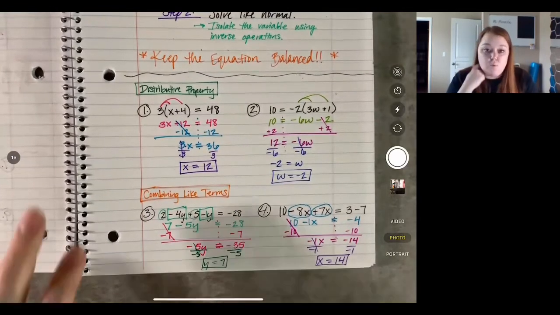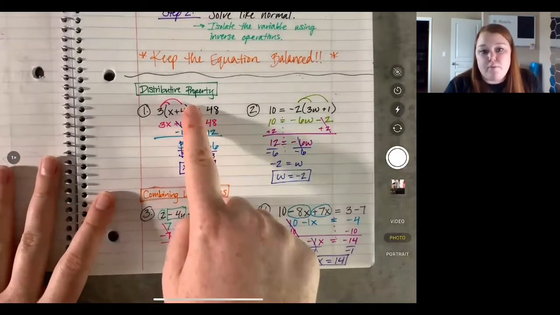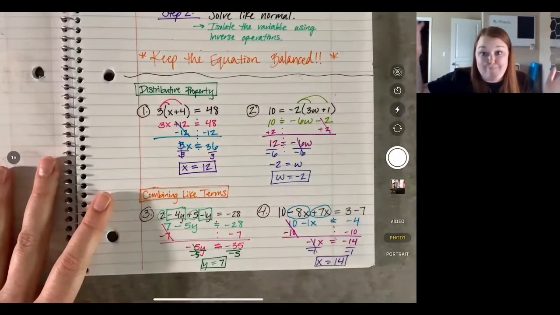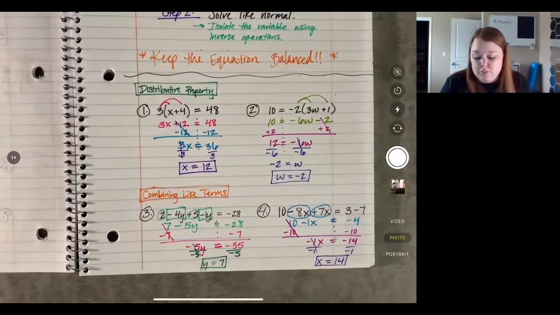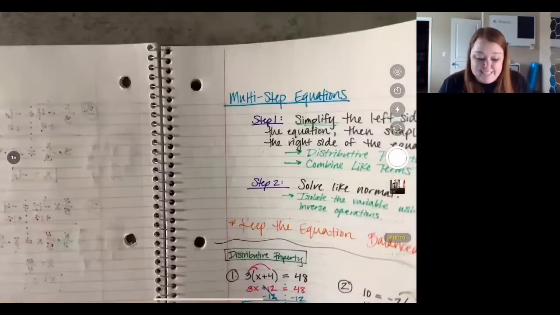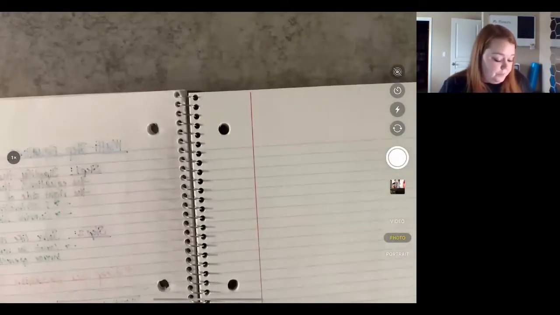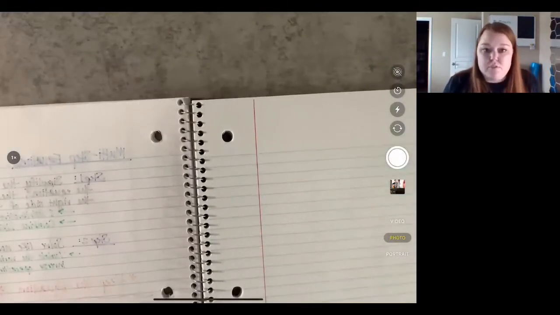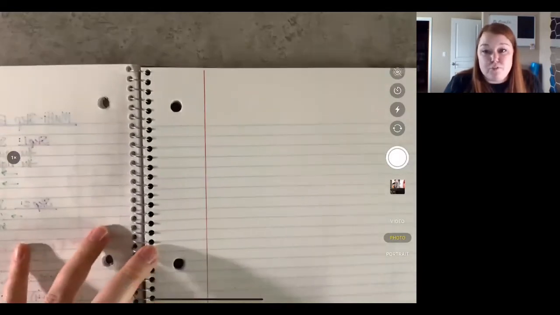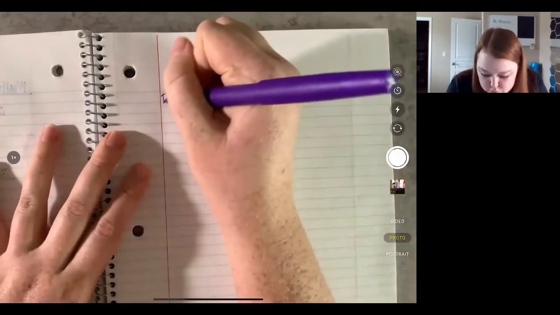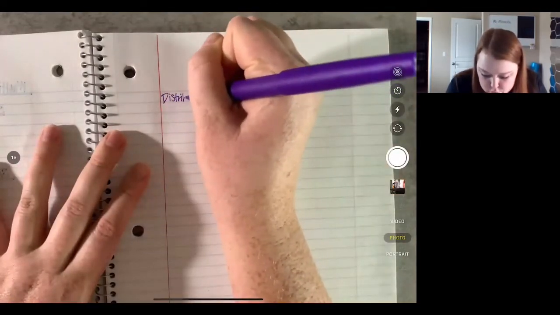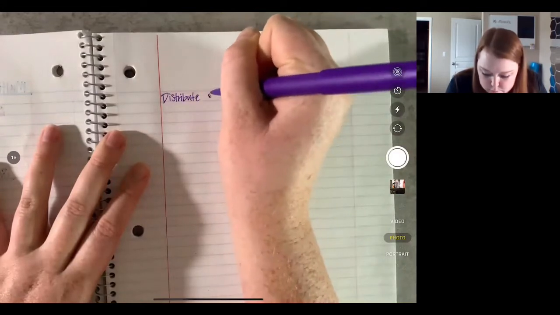Okay, so we know what to do when there's distributive property involved. You just distribute first, then you solve like normal. We know what to do when there's combining like terms involved. Combine stuff, then solve like normal. And now we're kicking it up a notch, okay? These next few problems are going to have both distributive property and combining like terms in them, okay? So I'm just going to write distribute and combine.